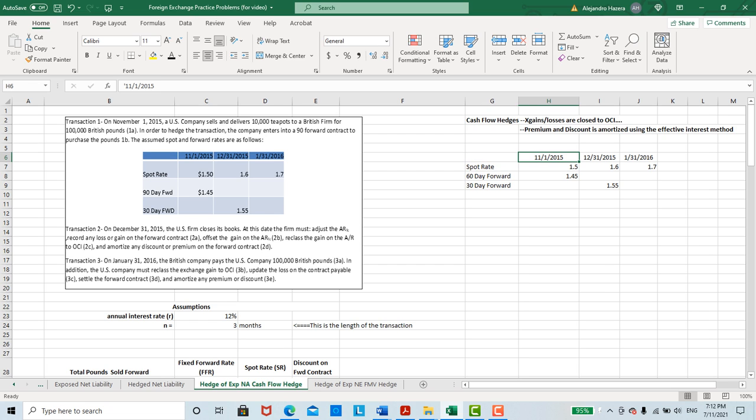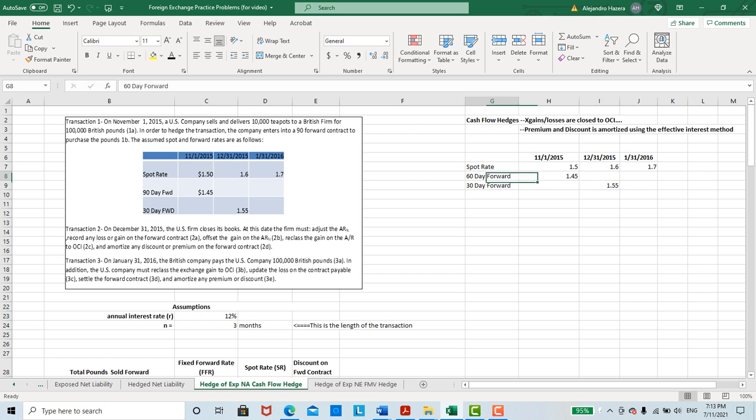So I've got the 3 important dates of the contract right here, and then I've got the spot rate, $1.50. These are dollars: $1.50, 60, 70. Your spot rate is going up. The forward rate as of November 1st going forward is $1.45. I don't know if that's even relevant. This $1.55 will be relevant.